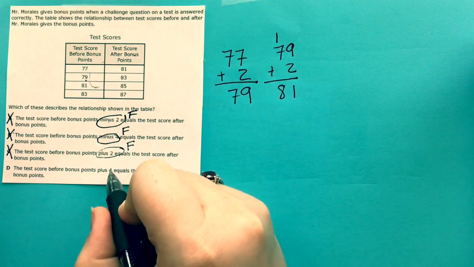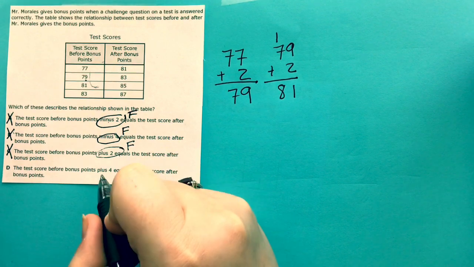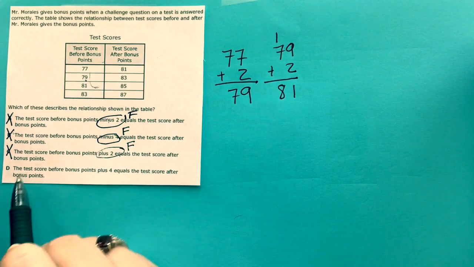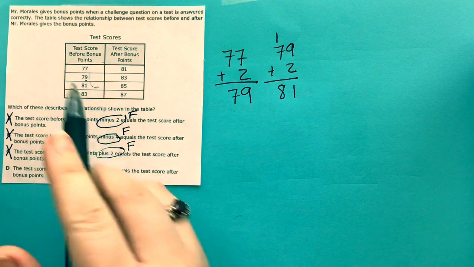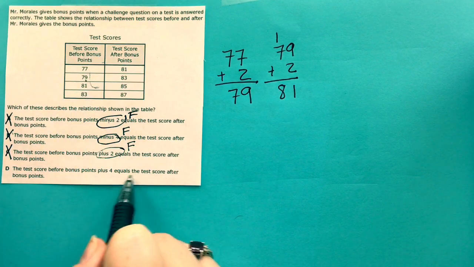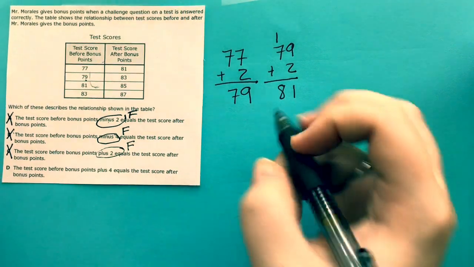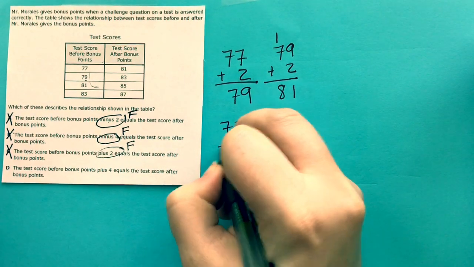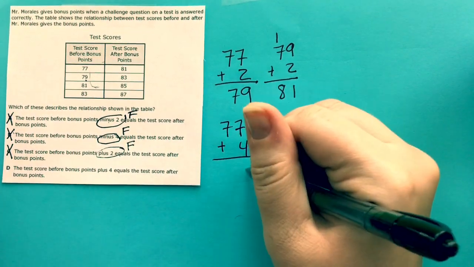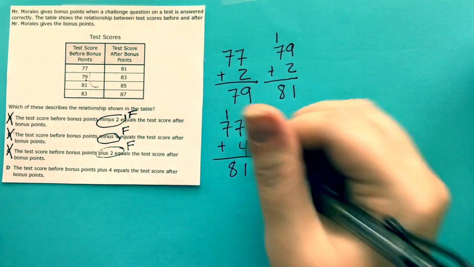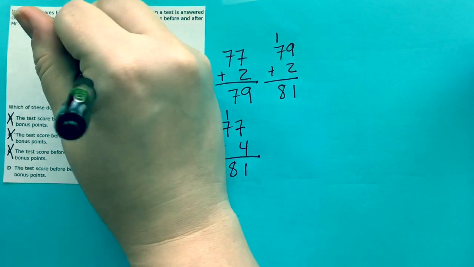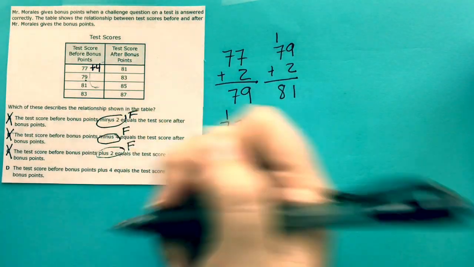So let's hope that D is right. Since I've gone through and proven my work, I really hope that D is my answer. The test score before bonus points, we're still looking at that input table first, plus 4 equals the test scores after. Well, let's try it. 77 plus 4. 7 plus 4 is 11. Carry my 1 up here. 7 plus 1 is 8. Well, 77 plus 4 does equal 81.